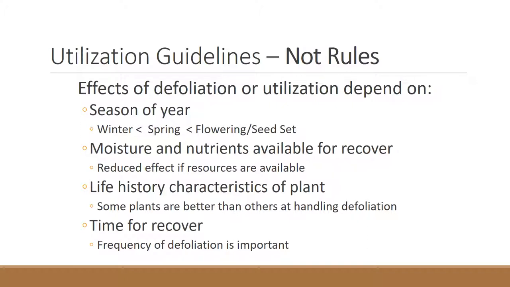It also depends on the plant. Some plants simply have greater abilities to recover. They're more resistant to grazing. They have more meristems, or they might have faster leaf replacement potential, or they're grasses which have intercalary meristems. So there are characteristics of the plant that make it more or less able to handle defoliation.